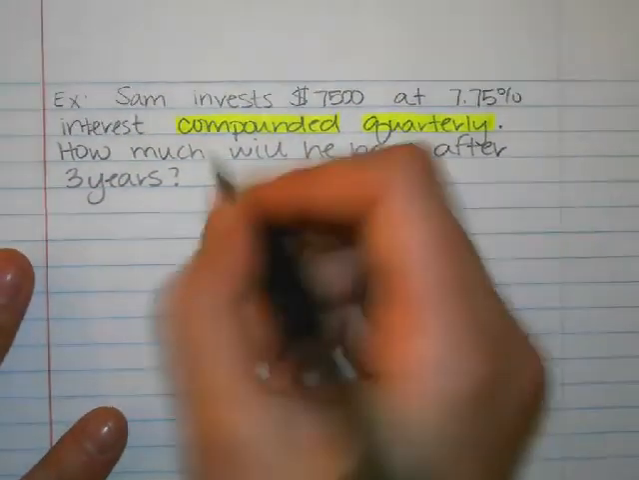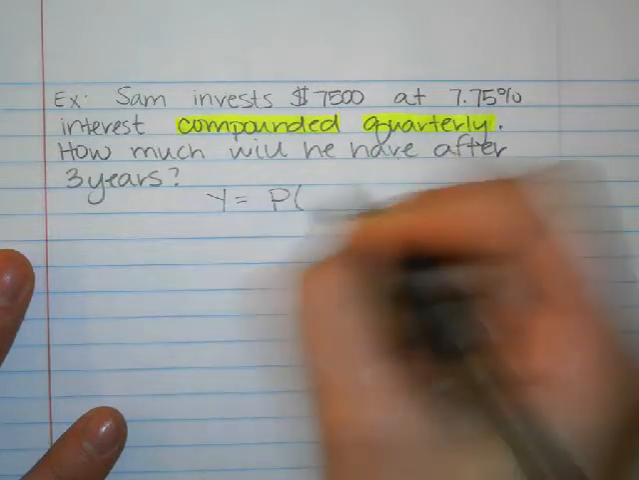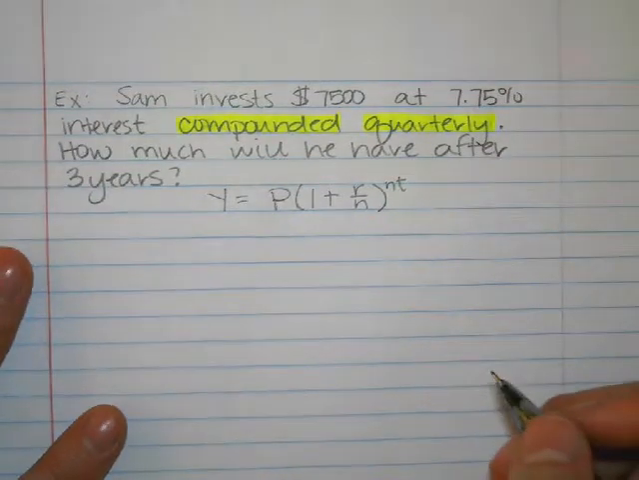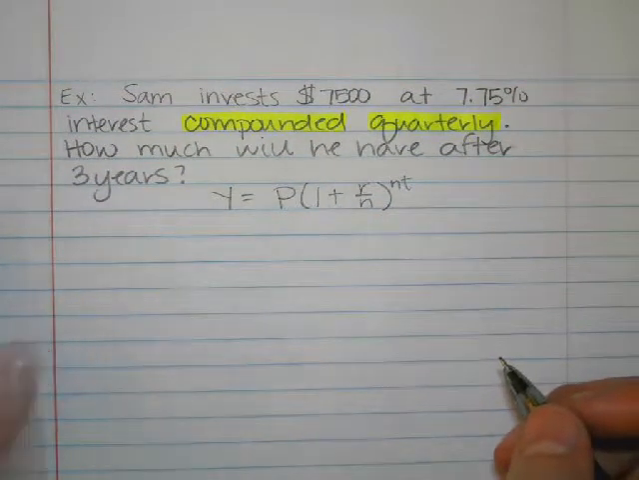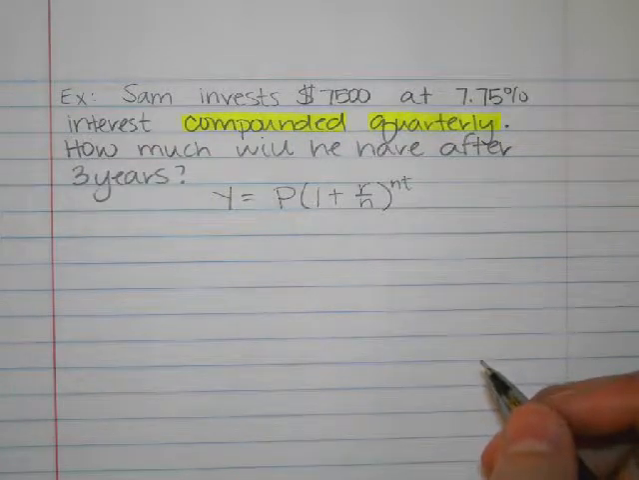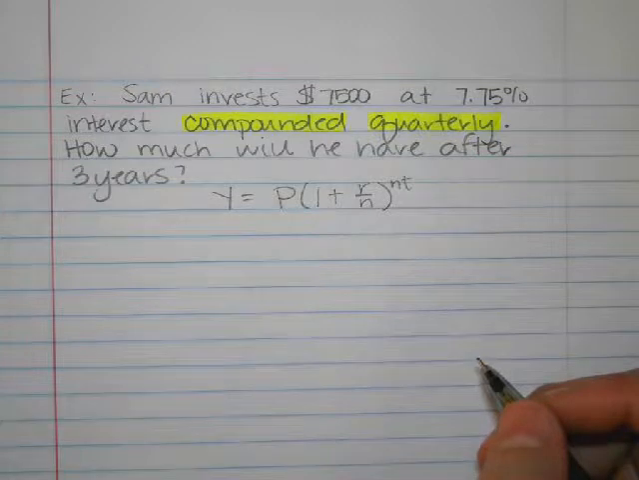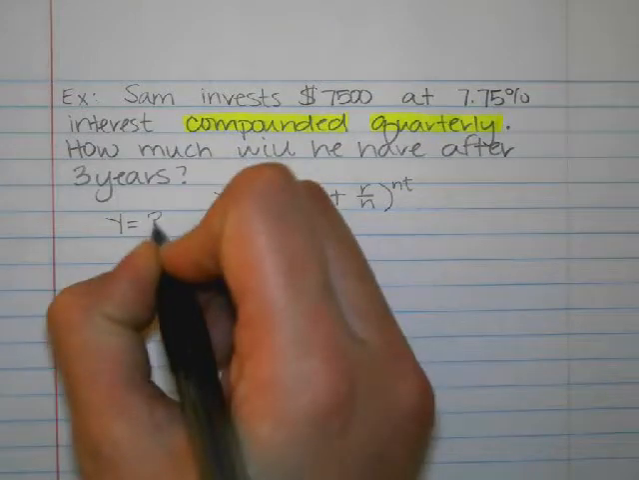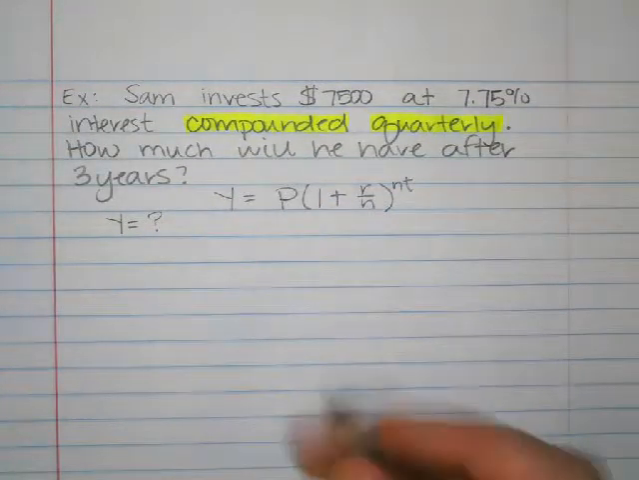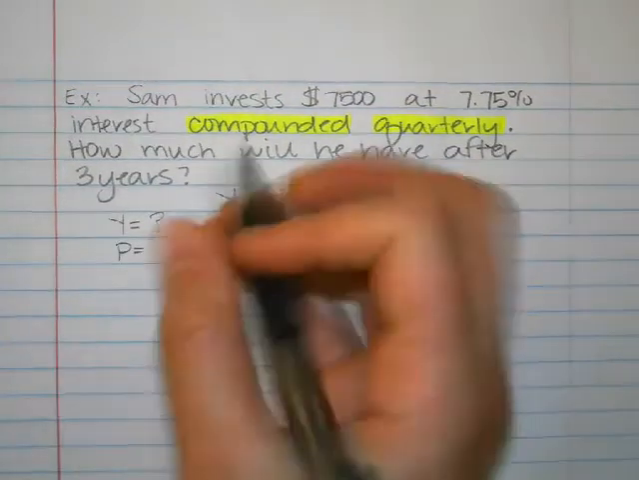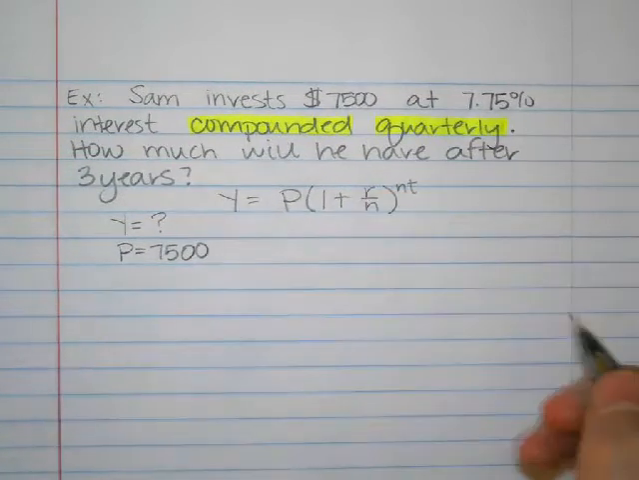That is y equals P, and then we've got 1 plus r over n to the nt. So we're just going to start off making sure we know what each of the letters represents. So did they tell us what the y value should be? Did they give you a final amount? No, there's no y value here. That's actually what we're solving for. Like, how much is the final amount? Did they give us a p value? Yes. What is it? Yes, 7,500, right?